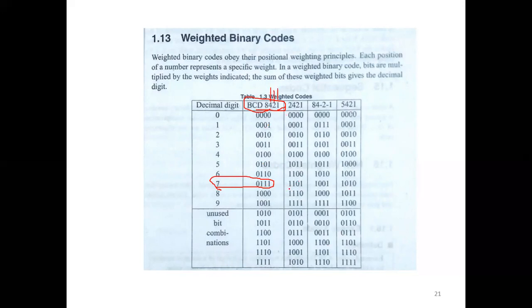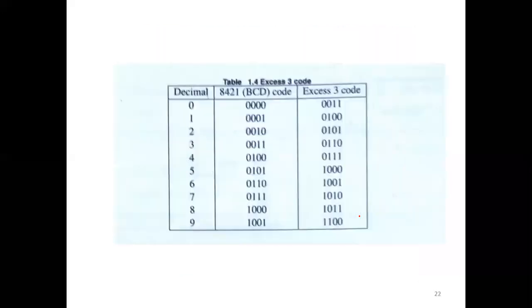Like that we have 2421, 84-2-1, and 5421 codes available in weighted binary codes. Okay. Next, non-weighted codes. There are two non-weighted codes available, that is XS3 code and gray code.